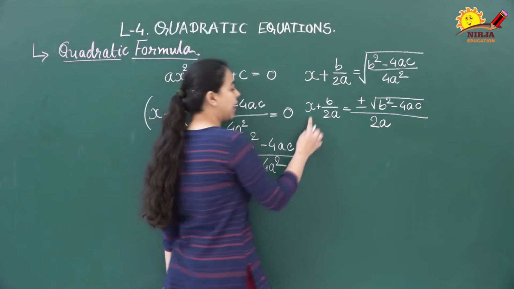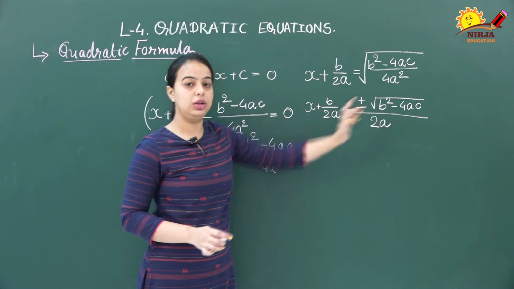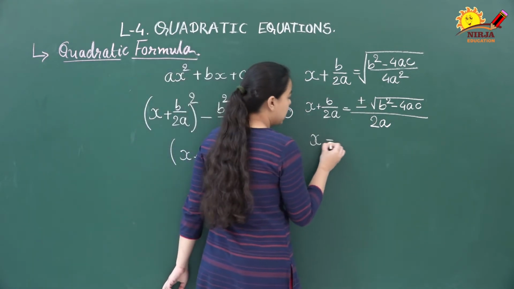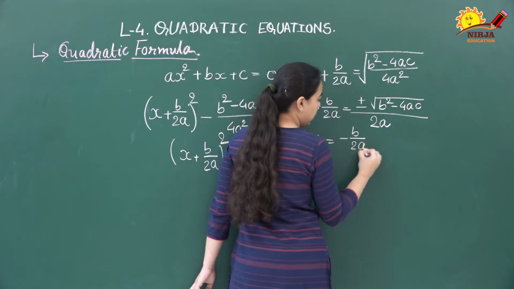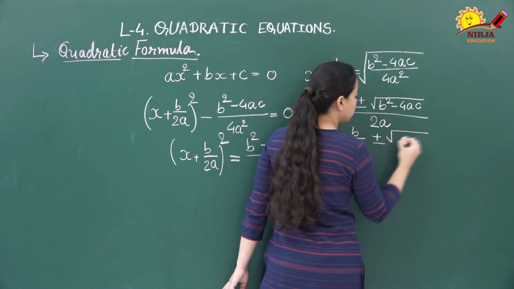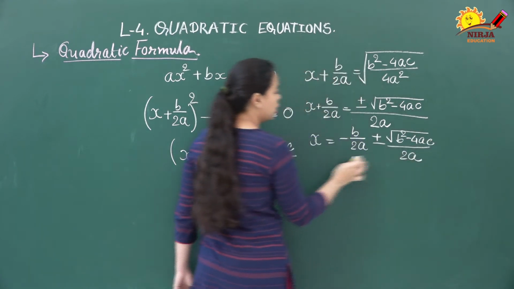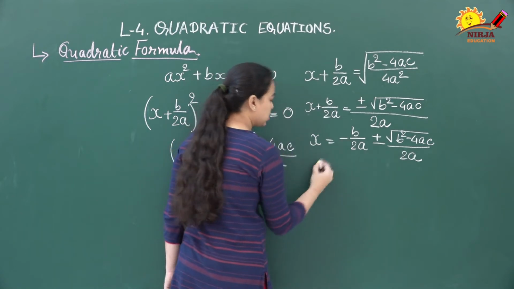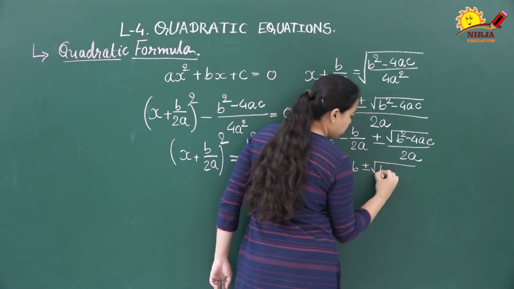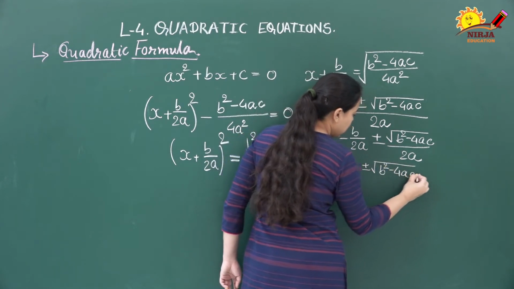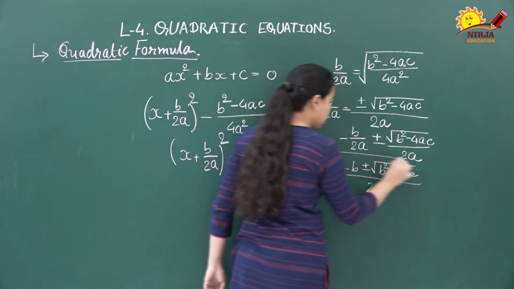Now let's move further. I want the value of x. So I am going to take this term b upon 2a also to the other side of equal to. Let's do it. Here it is plus. If I take it to the other side it will become minus. Minus b upon 2a plus or minus square root of b square minus 4ac upon 2a. So the denominators are the same, so I am going to take LCM as 2a. So it will become minus b plus or minus square root of b square minus 4ac upon 2a. So this is your x.